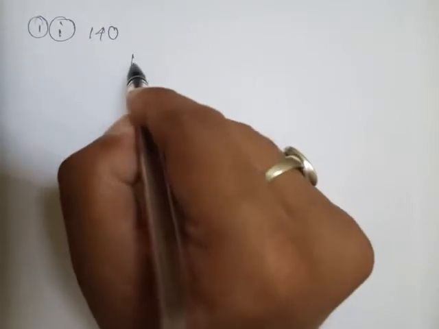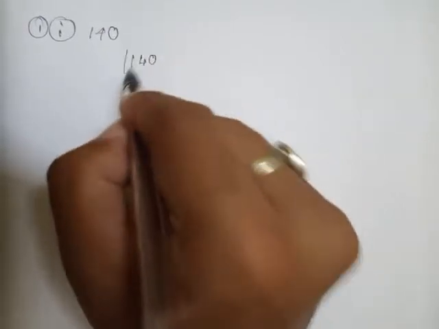Look how to solve this one. 1, Roman 1, and the question is given as 140, and we have to express it as a product of prime factors. So it's very easy actually, students. But first of all, we'll go for the prime factor method, division.